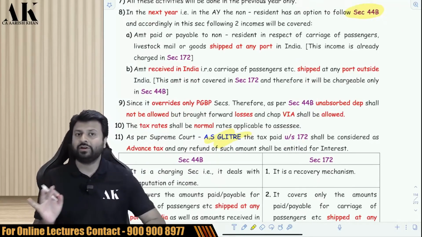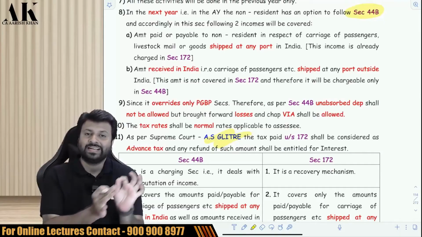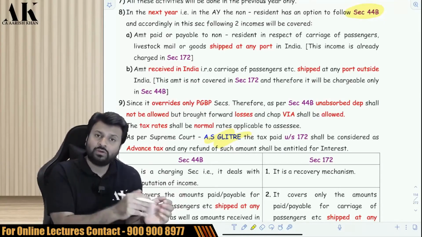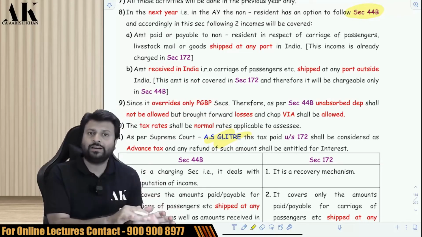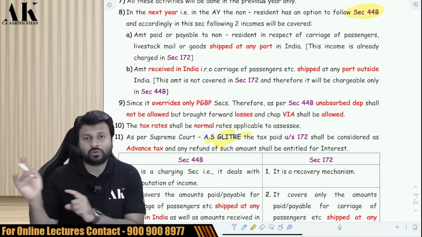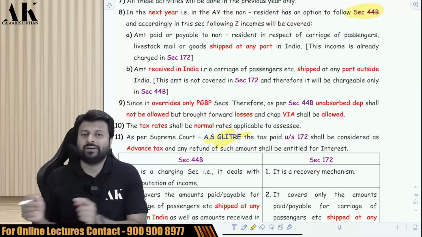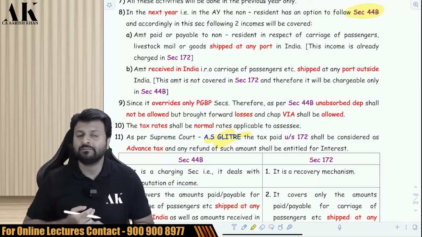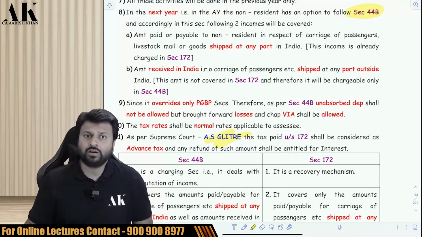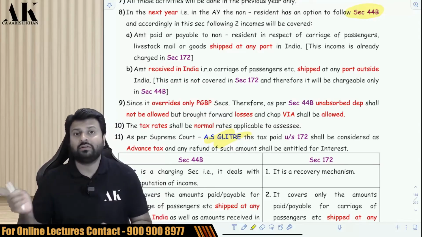So be very careful. In 172 you pay tax. In 44B you have to again show that income, calculate the income, take some benefits which were not allowed in 172, take the benefit of the tax rate which was not allowed in 172, and take the refund along with interest. Okay, now along with that, 44B also covers one more income which is not covered in 172.